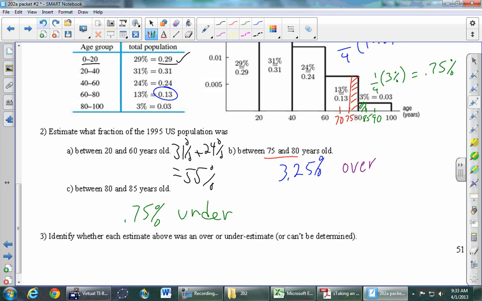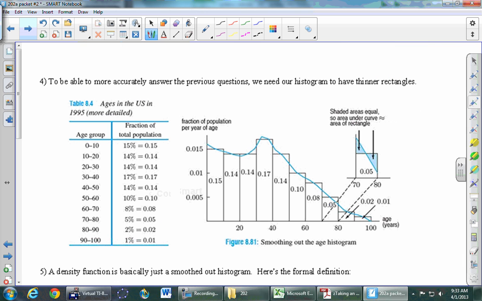Okay, fair enough. Let's look at the next page. And we're going to see the same information, but now we have a little bit more data. Instead of going between 0 and 20, and then 20 and 40, we have them broken up into groups of 10. So we have some more information. And so all those rectangles get a little bit thinner.